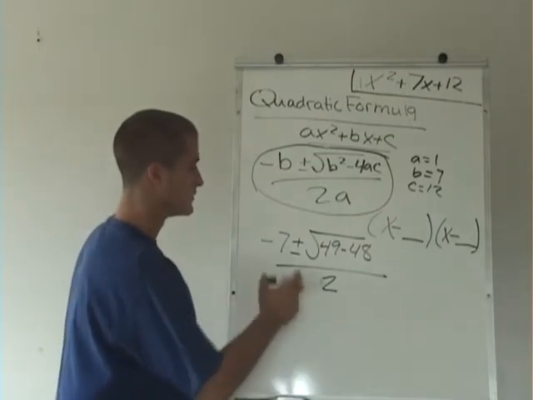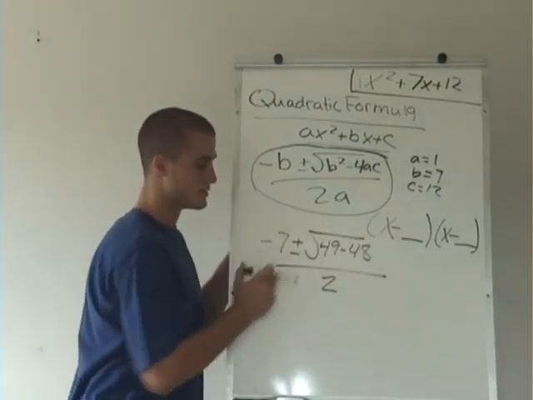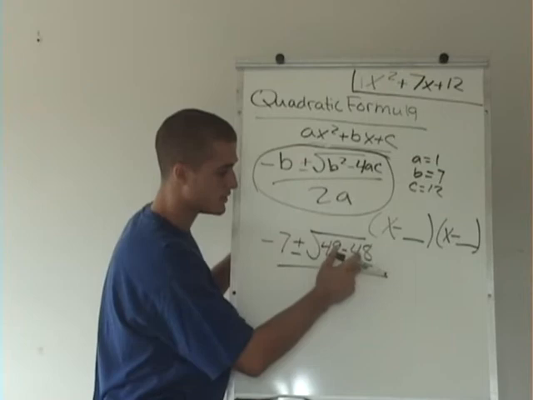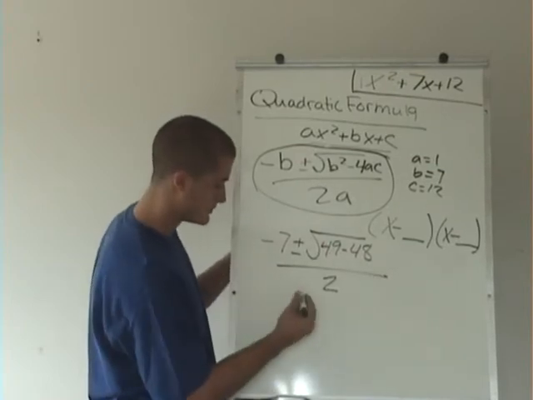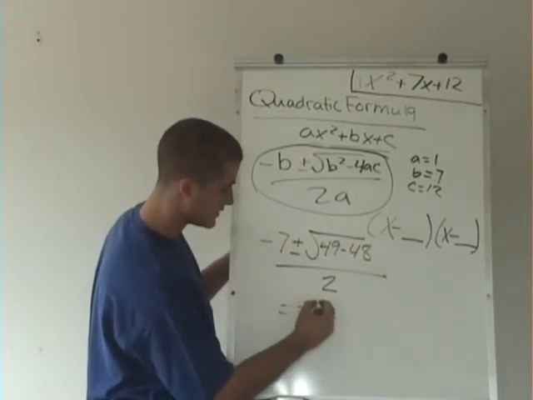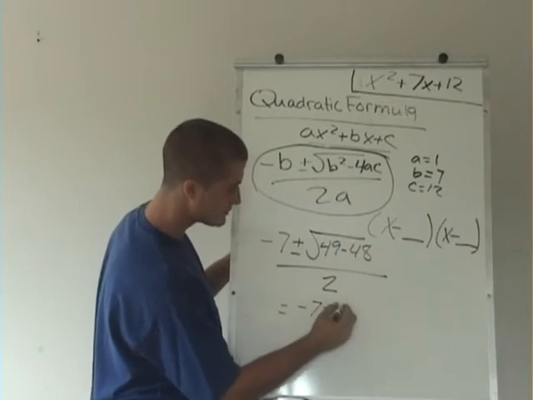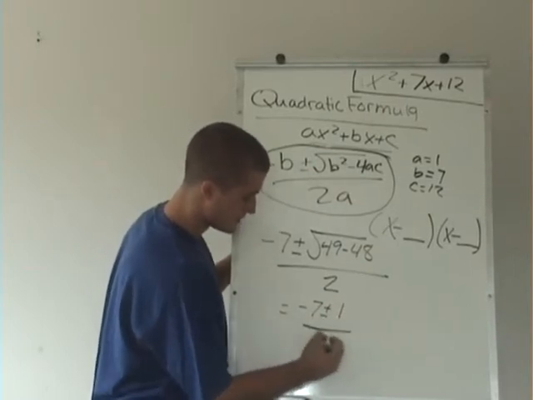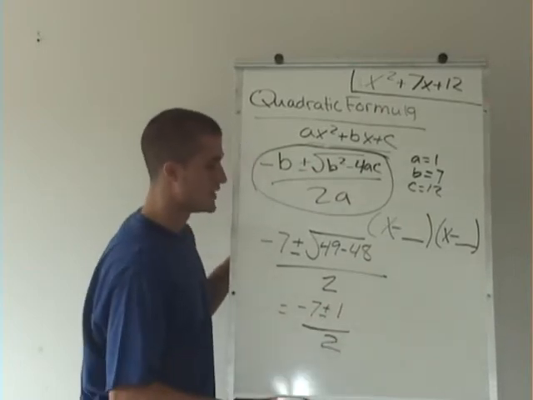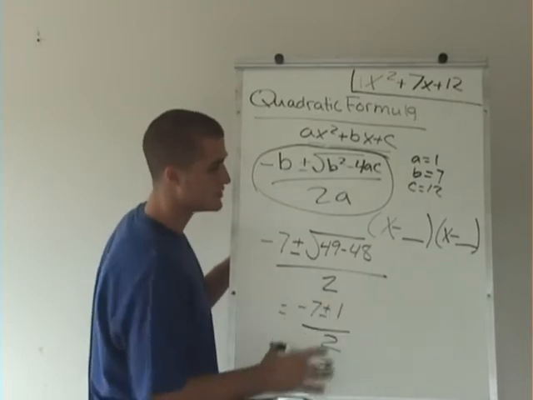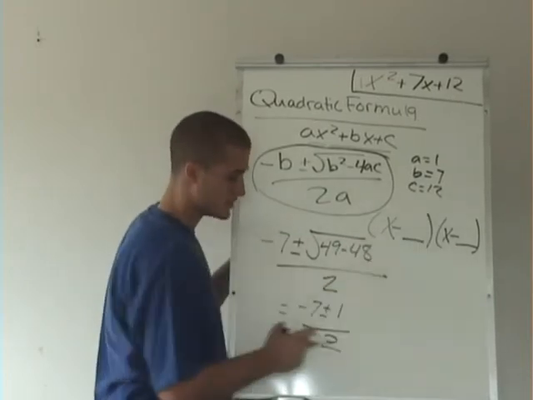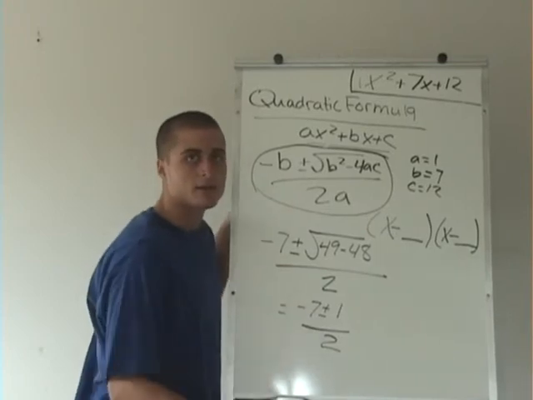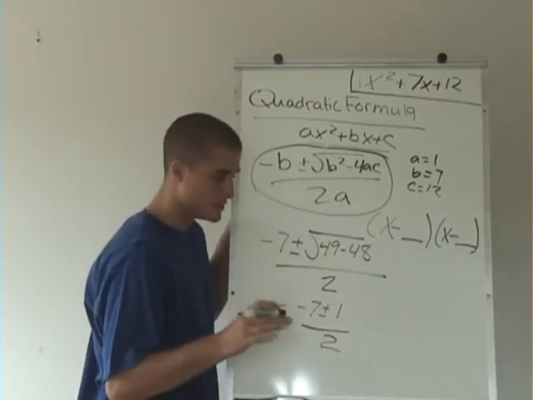Alright, so you can see that this term right here is going to become 1, because 49 minus 48 is 1, and the square root of 1 is 1. So this is going to equal negative 7 plus or minus 1 over that 2. And as you can see, you're always going to have the two roots that you need, because the plus or minus here makes sure that there's going to be two distinct roots.